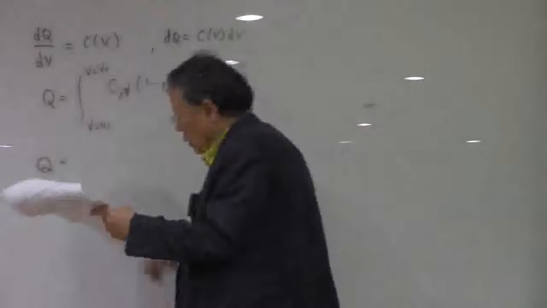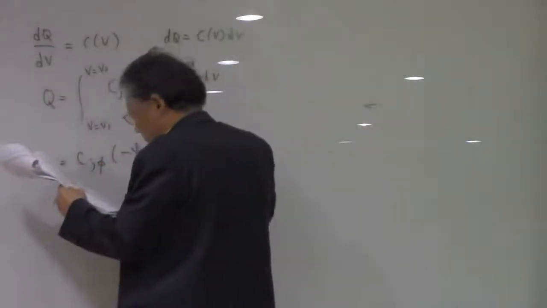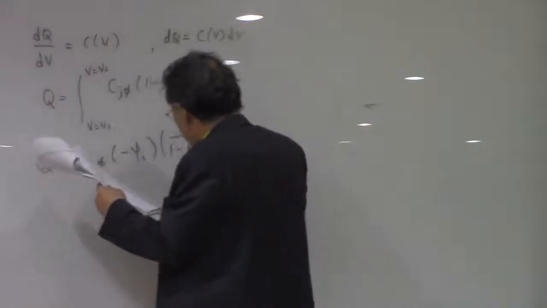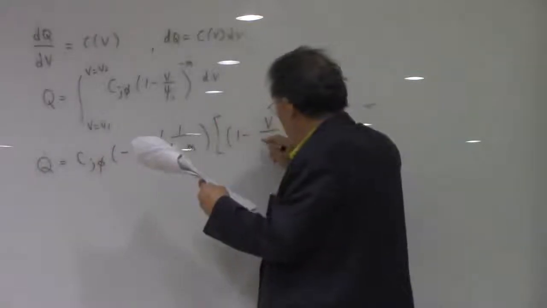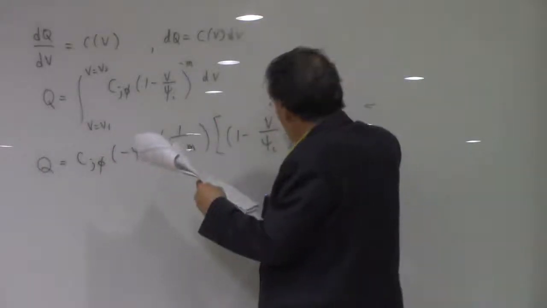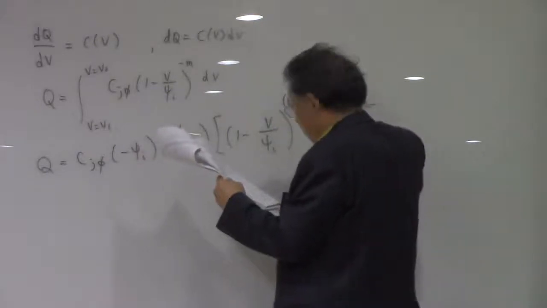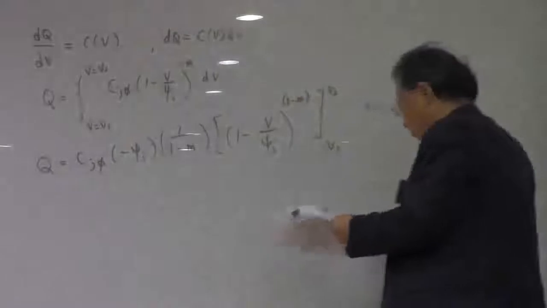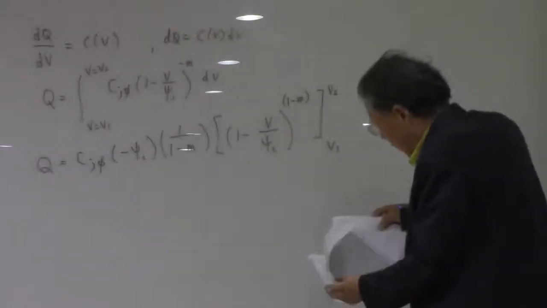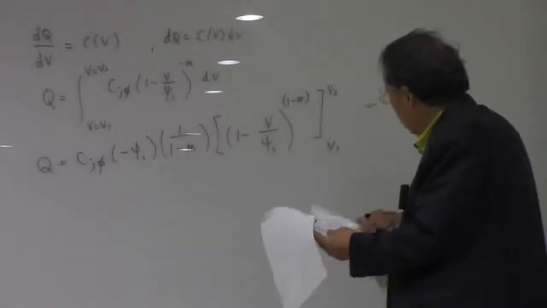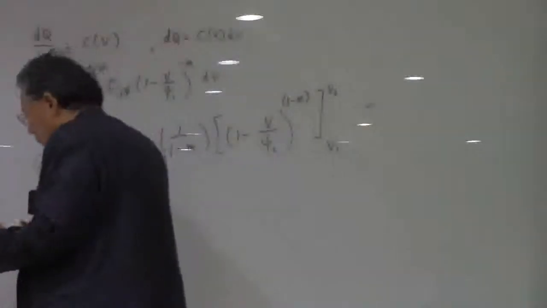And the Q is going to be Cj minus psi I, 1 minus m, 1 minus V over psi I, 1 minus m, V1 to V2. These are the charges which can be stored by changing the applied voltage from V1 to V2.